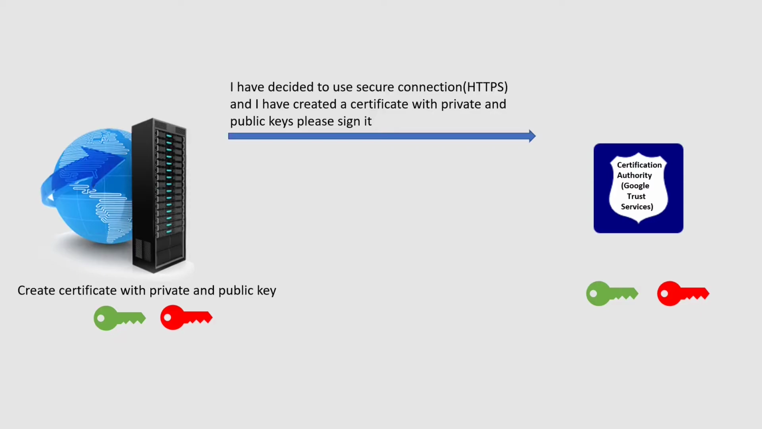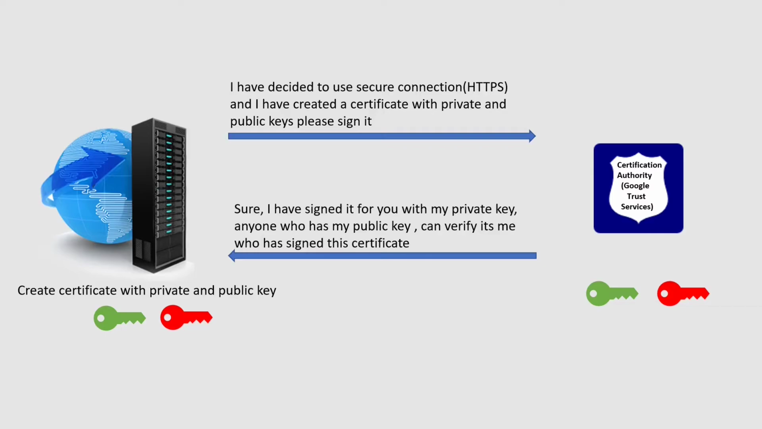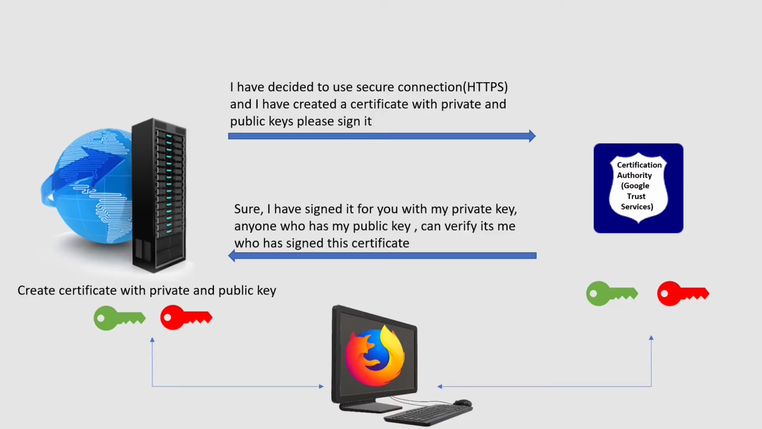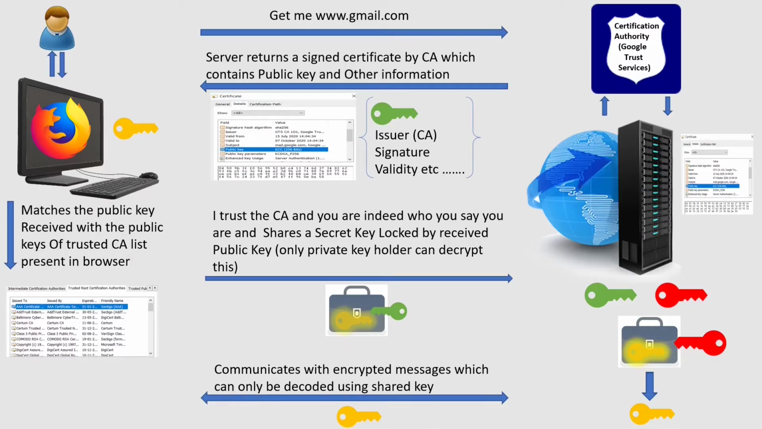Please sign it. Then the certification authority says, I have signed it for you with my private key. Anyone who has my public key information can trust that this particular certificate is signed by the trusted certification authority. The next thing that happens is the browser requests information from the web server, and the same cycle follows. This is how our web server gets its certificate signed by the certification authority.